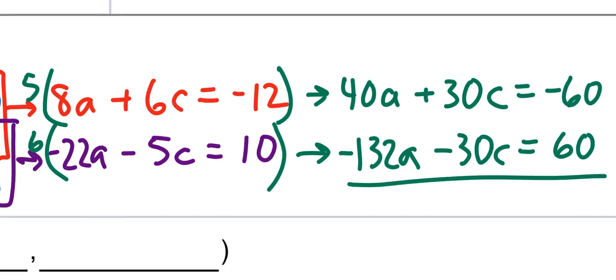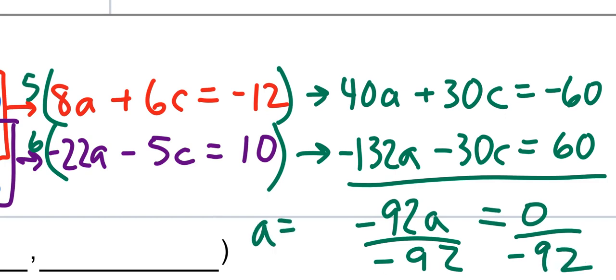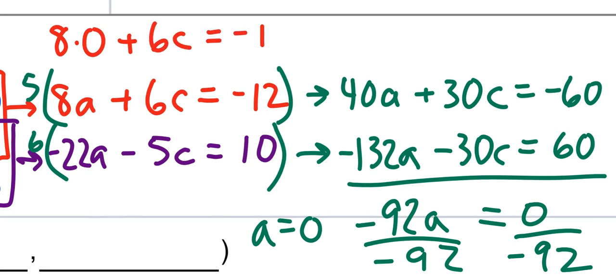So when you added these equations together, several of you got negative 92a equals 0. When you divide it by negative 92, what did you find out for a? 0. What are we going to do with that information? Pick your favorite equation to use. You could use this one right here. So C is equal to negative 12 over 6.